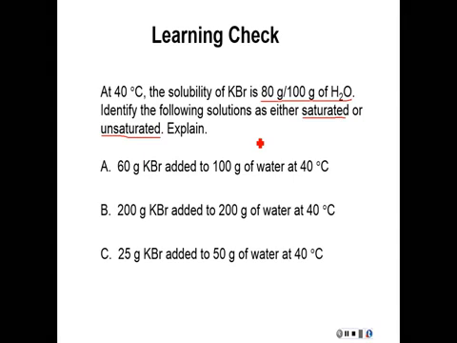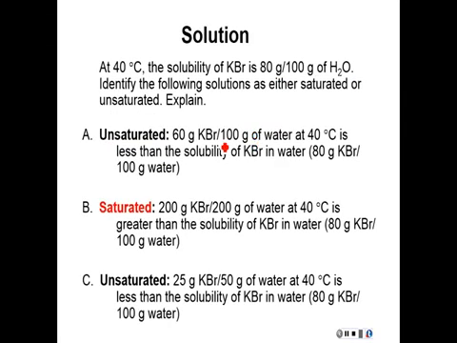Okay, here are the answers. For A, it would be unsaturated because you've only dissolved 60 grams in 100 grams of water, and it's telling us you can dissolve up to 80. That means you could probably still dissolve 20 grams more. So that's an easy one.